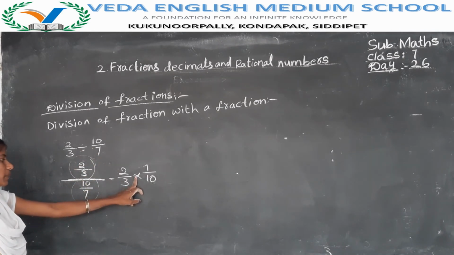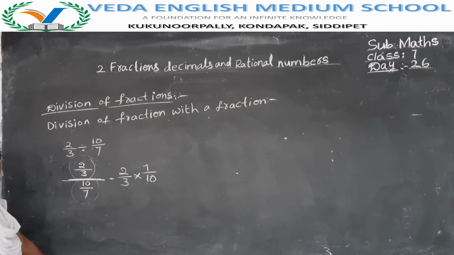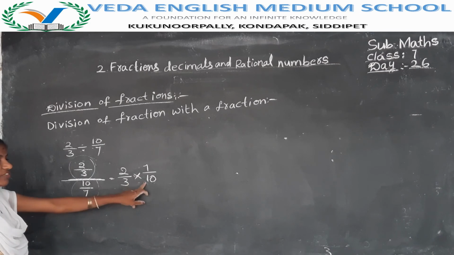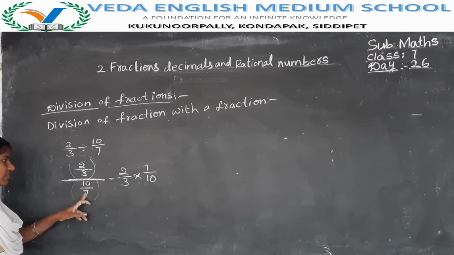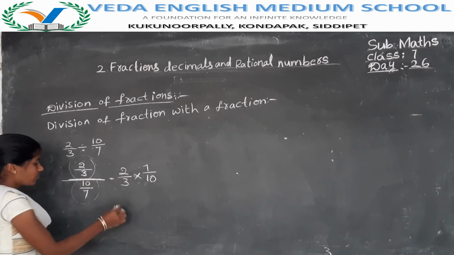In the division, you have to remember, the symbol will change to multiplication and the second fraction will be reversed. Here the fraction is 10 by 7. In the division, it becomes 7 by 10. Now find the answer here.